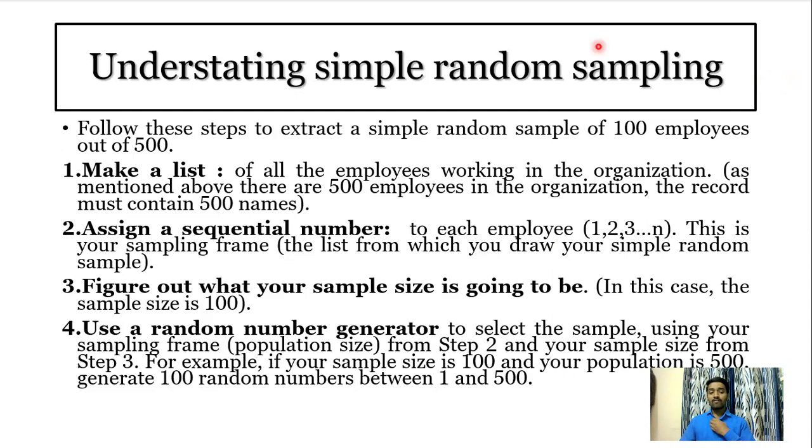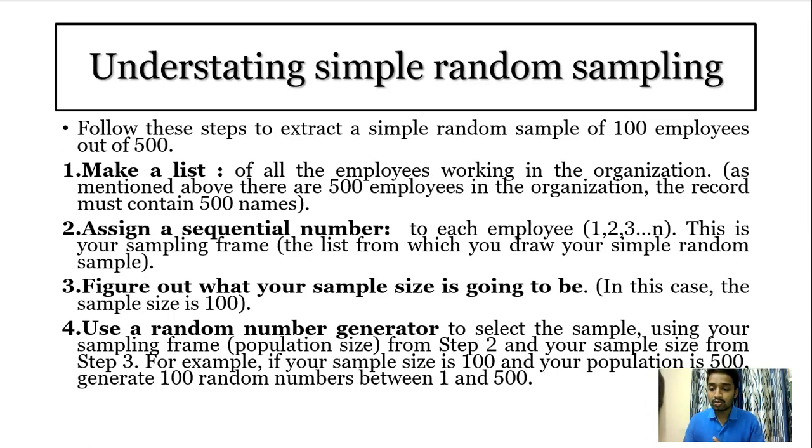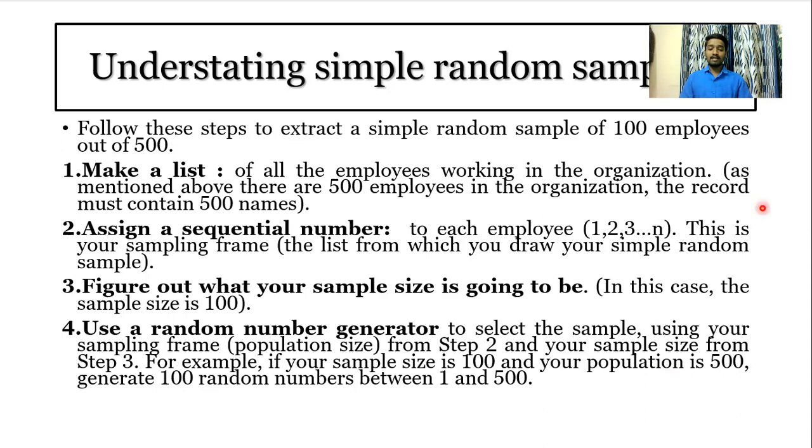So here we need a random number generator. We need a random number generator to select a random sample of size 100. So how are we going to use this 500 to make a sample size of 100?